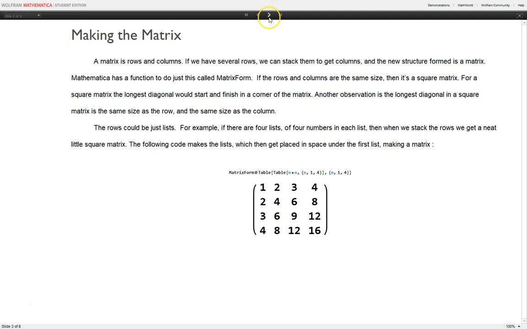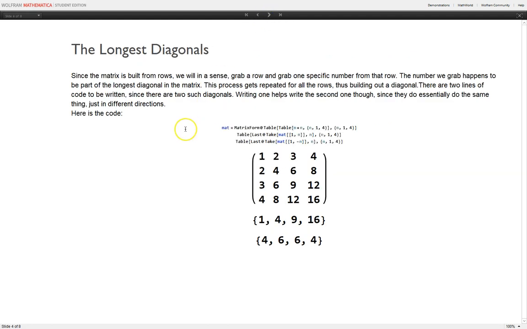So now let's look at those diagonals. The longest diagonals. So the matrix is built from rows, and in a sense, this is how the code will work. Grab a row, then grab one specific number from that row, and the number we grab happens to be part of the longest diagonal in the matrix. The process gets repeated for all the rows, thus building out the diagonal. So for the first row, we're going to grab 1. For the second row, we're going to grab 4, etc., etc.